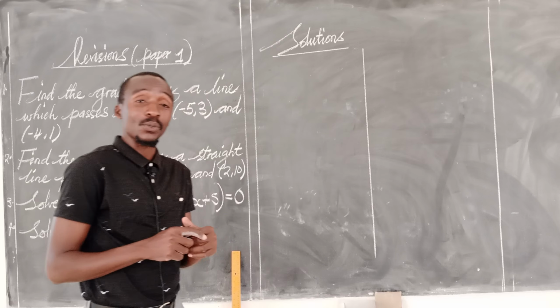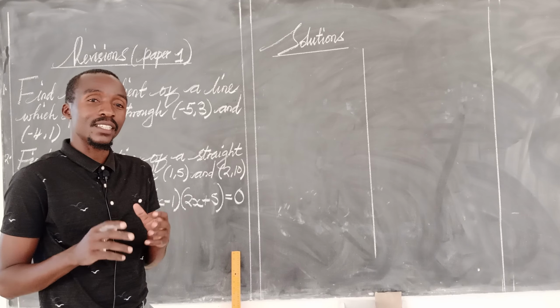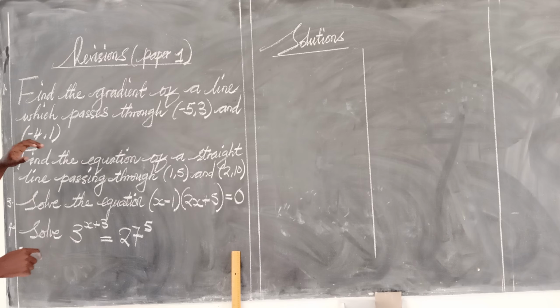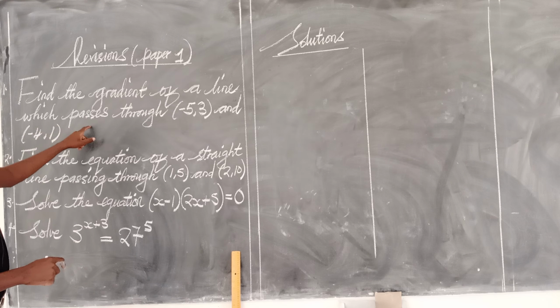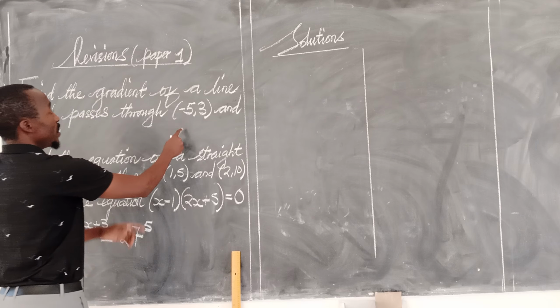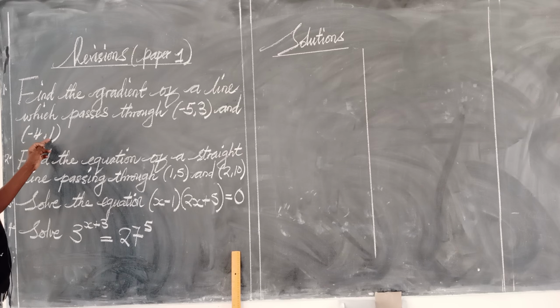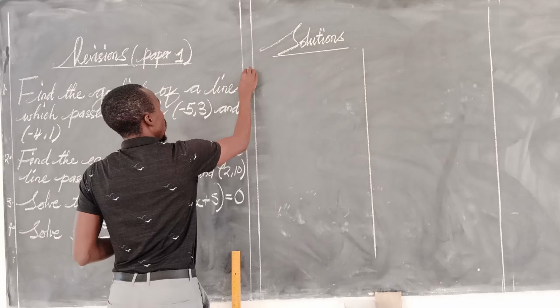So today we're just going to look at a quick revision and see how we can answer these questions that come in paper one. Okay, so let's go to number one. Number one says, find the gradient of the line which passes through, I've been given points (-5, 3) and also (-4, 1). Okay, so how do we solve this question?